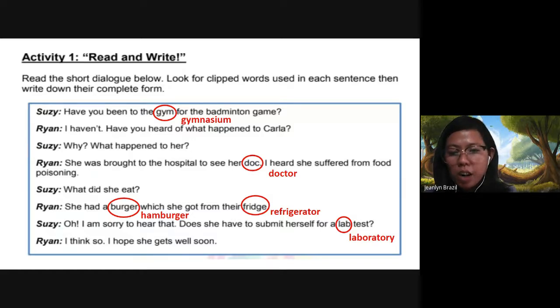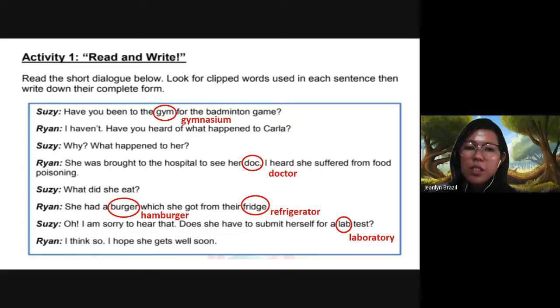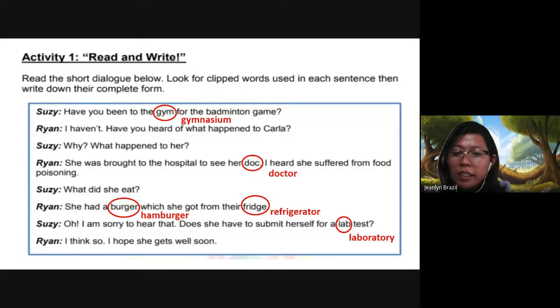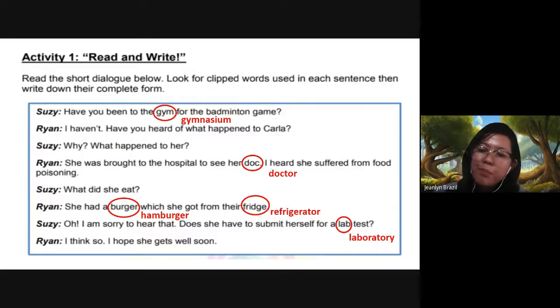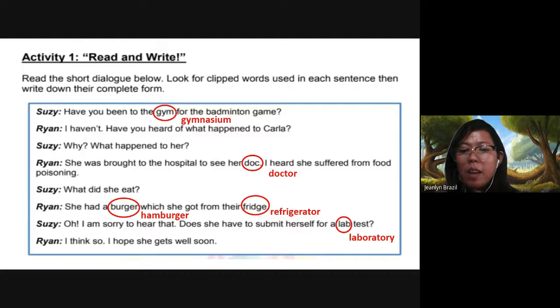The 5 clip words are, ulitin natin sa complete sentence. The 5 clip words are, gymnasium, doctor, hamburger, refrigerator, laboratory. Okay. So, yun yung original word natin. Ano yung sinabi ni Princess. So, what are the 5 clip words? Sige nga, sinong pwedeng magsabi? The 5 clip words, yung pinaikli. What are those 5 clip words?